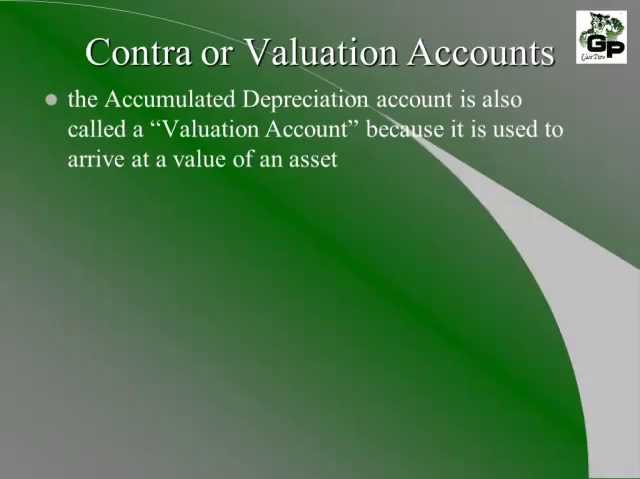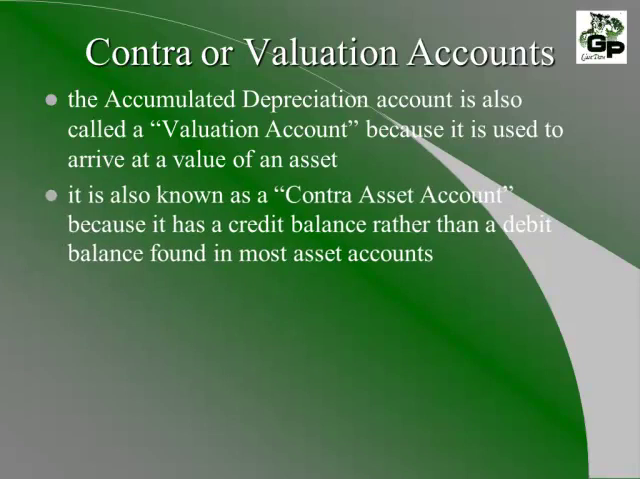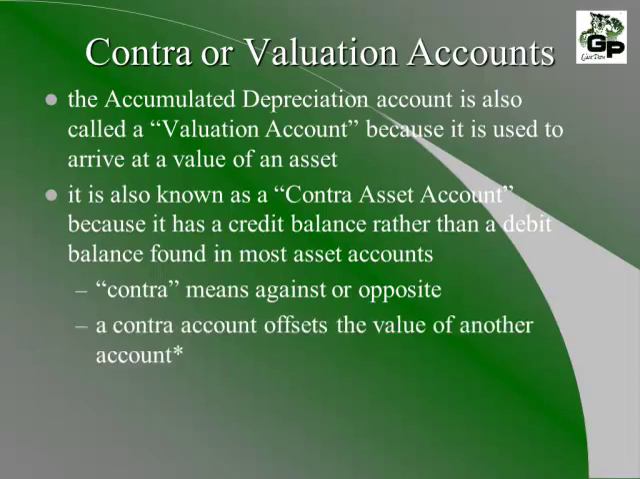The accumulated depreciation account is also called a valuation account because it is used to arrive at a value of an asset. It is also known as a contra asset account because it has a credit balance rather than a debit balance found in most asset accounts. Contra means against or opposite, so this type of account is opposite the normal type of asset account, whereas they have debit balances. This type of contra asset account has a credit balance, which is opposite to the norm. A contra account offsets the value of another account, another asset account.